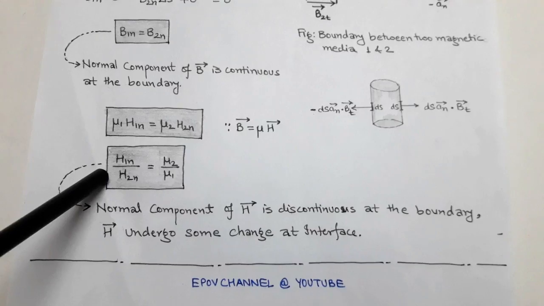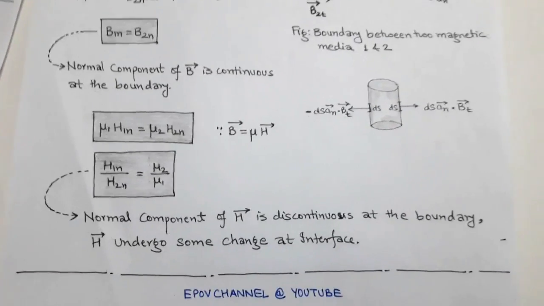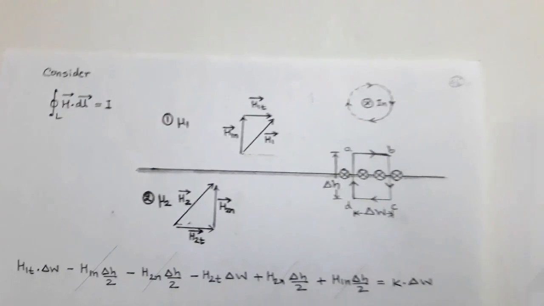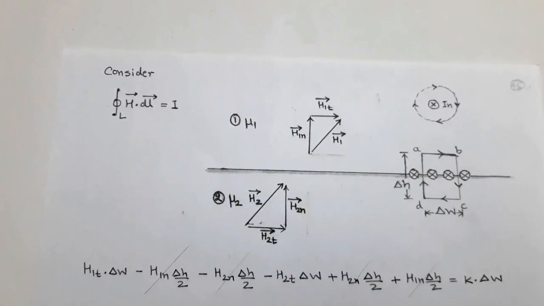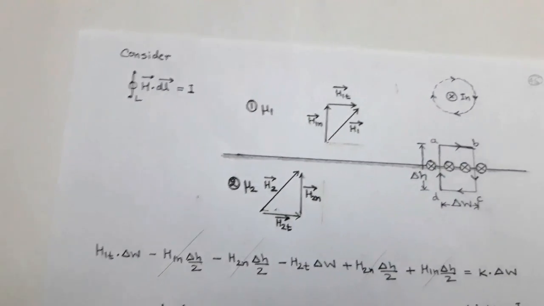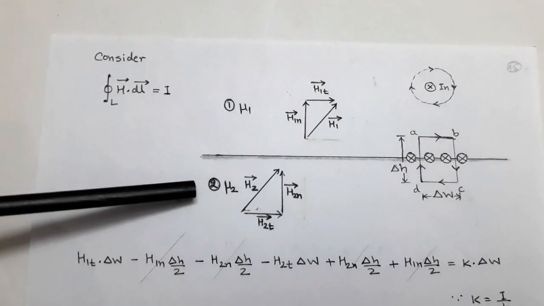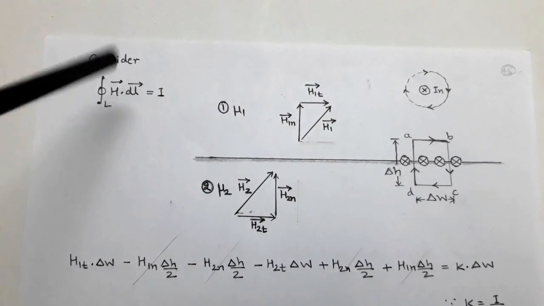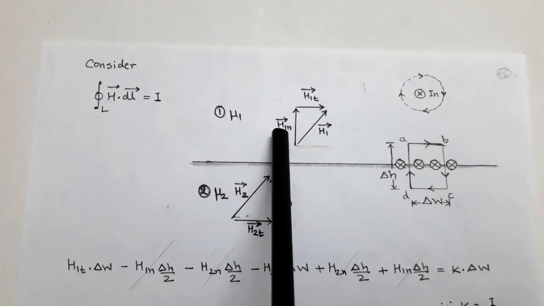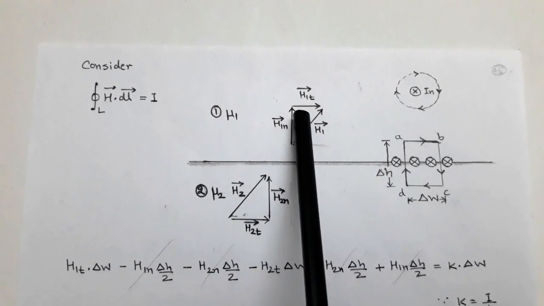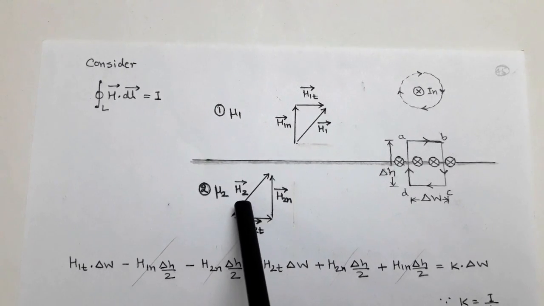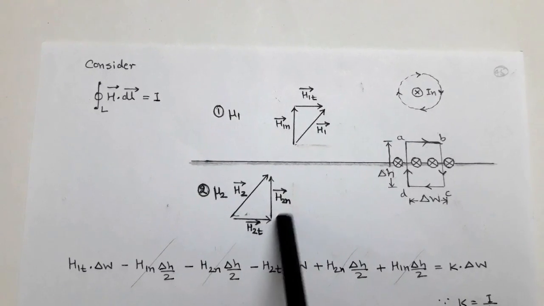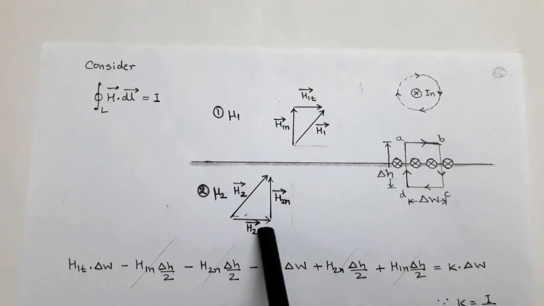Now we consider the second law, that is Ampere's circuital law, the closed line integral of H dot dl equals I enclosed. From here we again consider a boundary between two magnetic media, media 1 having permeability mu1 and media 2 having permeability mu2. In media 1, we consider a magnetic field intensity H1 with a normal component H1n and tangential component H1t. Similarly, in media 2, we consider a magnetic field intensity H2 having a normal component H2n and tangential component H2t.